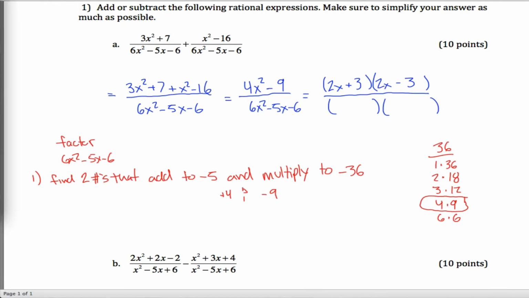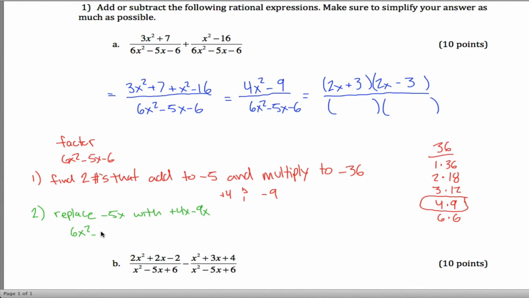Step 2 is to use those two numbers. Really, you're replacing. How about just replace? Replace negative 5x with positive 4x minus 9x. Note that positive 4x minus 9x really is negative 5x. It's the same thing. But I'm going to rewrite this differently. Instead of writing 6x squared minus 5x minus 6, I'm going to write 6x squared plus 4x minus 9x minus 6. Why would I want to do that?